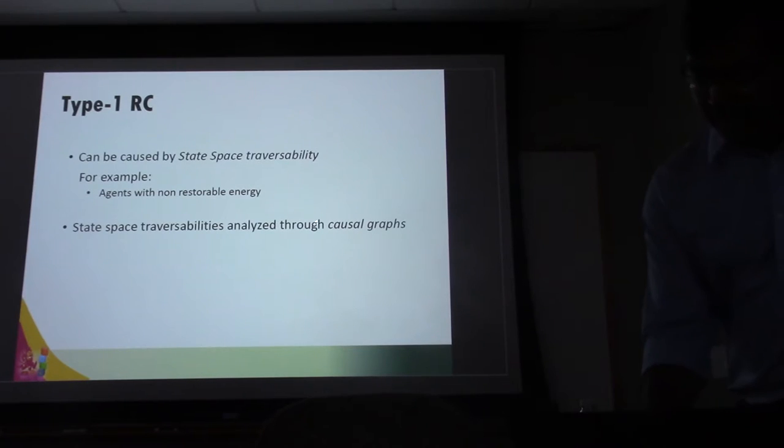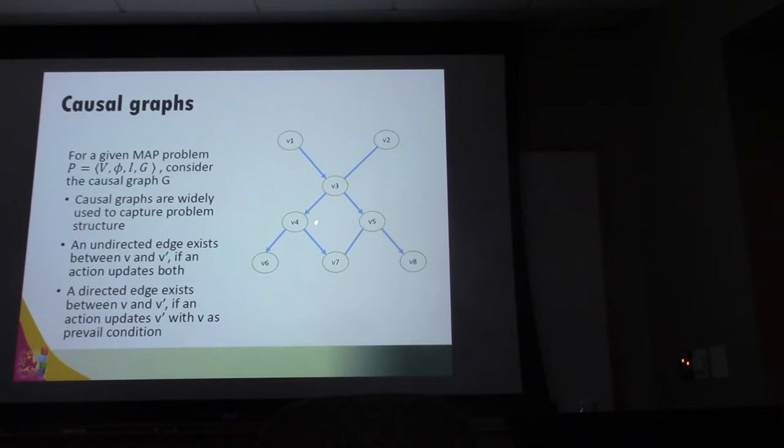called causal graphs. Causal graphs have been widely used in planning, usually to analyze the structure of the problem. A causal graph is a graph where each node represents a state variable. It can have a directed edge or an undirected edge. If we have two variables, let's say v1 and v3, there will be a directed edge between them if there exists an action which updates v3 but has v1 as a prevail condition. So there is one action which updates v3 but requires v1 to have a certain value. We will have a directed edge in that case. And we will have an undirected edge between two variables if there is an action that updates both, in this case v3 and v2 at the same time.